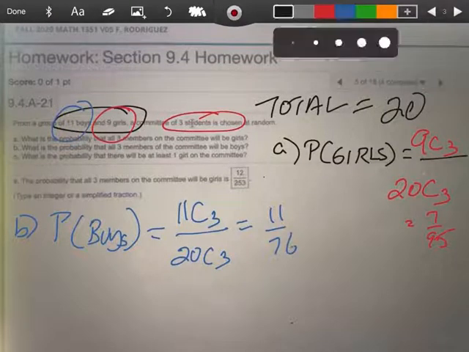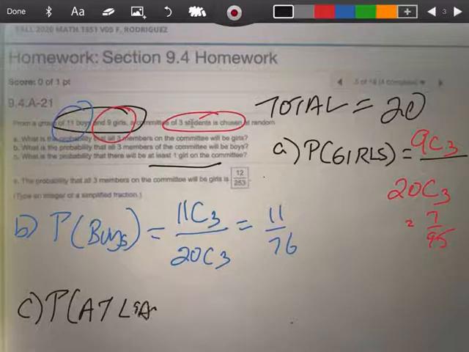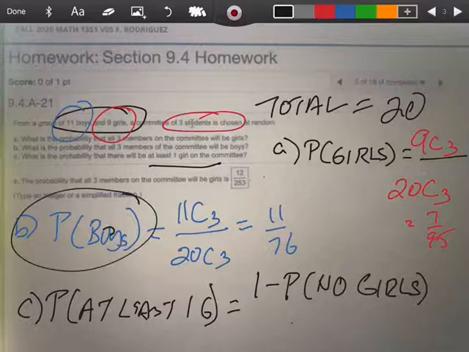Okay, and now we can do part C. Part C says, what's the probability there's going to be at least one girl? At least one girl. Okay, the way we can do this part, guys, we can say 1 minus the probability that there are no girls. Well, no girls is the same thing as what? That they were all boys.